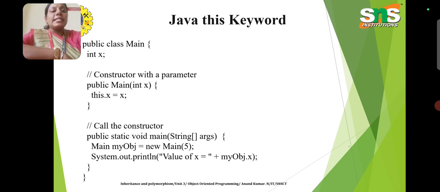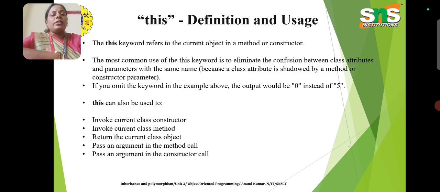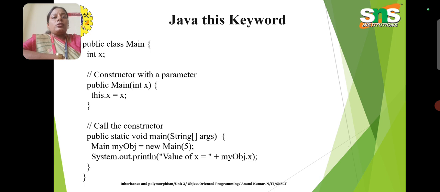So Java this keyword, public class main, this is the sample program for this keyword. So public class main, int x, here the variable declaration is present, int x, constructor with a parameter. Here we used a parameterized constructor. So public main of int x is a passing parameter. So this dot x equal to x means we can't change that particular variable for that class.